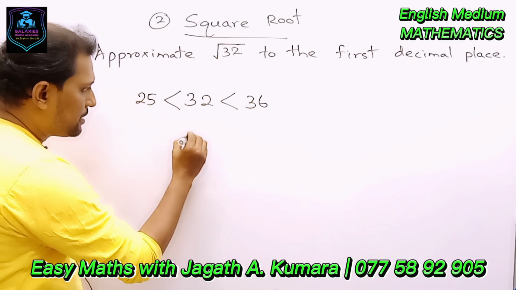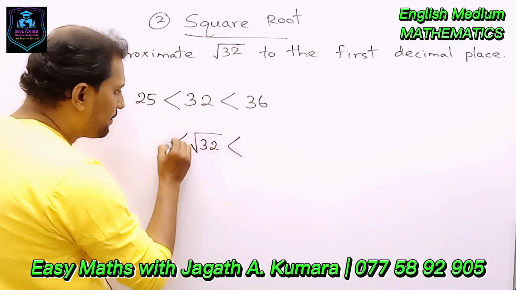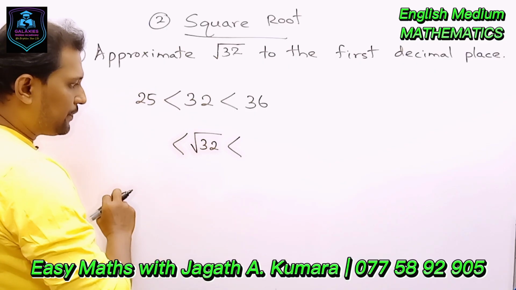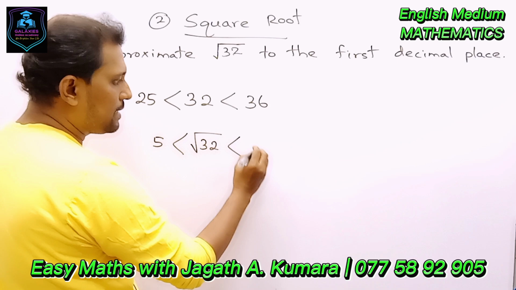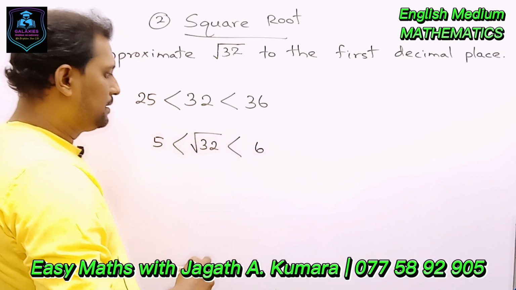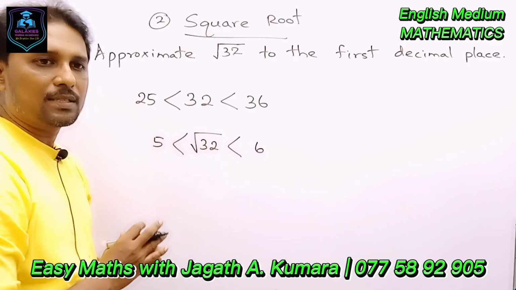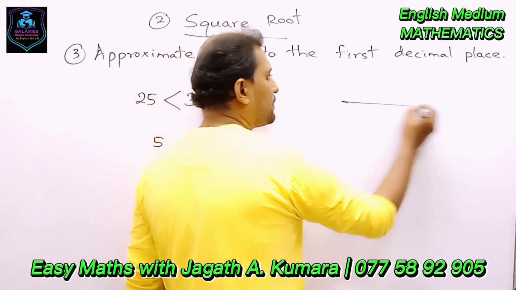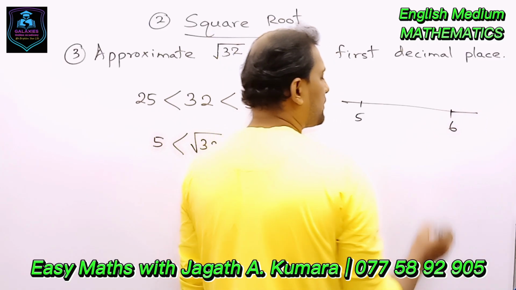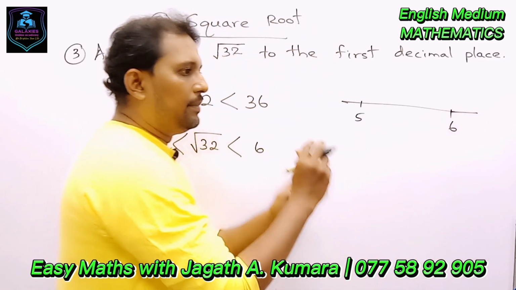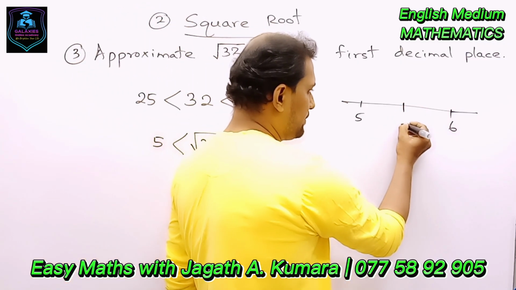That means the square root of 32 should lie between the square root of 25, that means 5, and the square root of 36, that means 6. So the square root of 32 should lie between 5 and 6. The mid value of 5 and 6 should be 5.5.